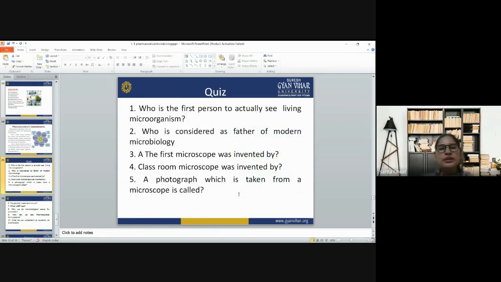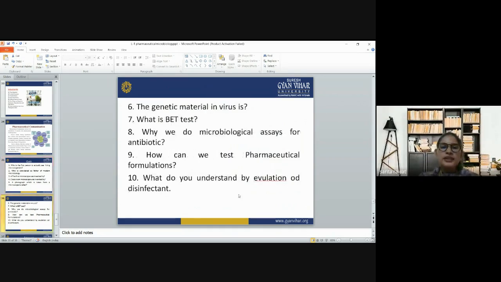Now, coming to the quiz, we have compiled some questions regarding this particular lecture, so you can answer these questions easily while going through the lecture. Who is the first person to actually see living microorganisms? Second question, who is considered the father of modern microbiology? Third question, the first microscope was invented by? Fourth question, the compound microscope was invented by? A photograph taken from a microscope is called? Then, what is the genetic material in viruses, what is the BET test, why do we do microbial assay for antibiotics, how can we test pharmaceutical formulation, and what do you understand by evaluation of disinfectant? So these are the 10 questions related to this lecture. By going through a quick revision of this lecture, you will get all these answers very easily.